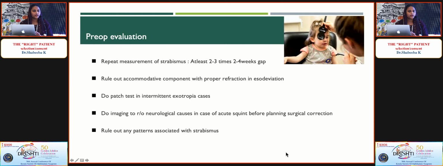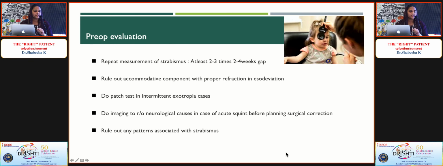And thorough preoperative evaluation is a must in all cases before touching the patient or taking into the operation theatre. Repeat measurement of the strabismus at least 2 to 3 times between a gap of 2 to 4 weeks. And if a patient presented with esotropia, we have to rule out the accommodative component with proper cycloplegic refraction. And we have to give the glasses according to the refraction, and again we have to check before taking the patient, in case of partially accommodative esotropia. And in case of intermittent exotropia, we have to do a patch test to rule out any pseudo-divergence.